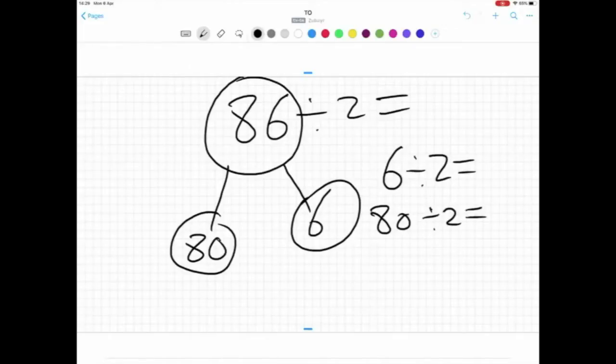Think about which one you want to do first. Do the easy one first. So I'm going to do. Or I could have done.